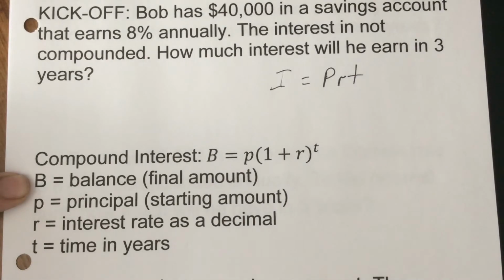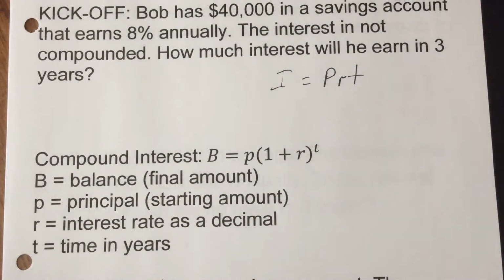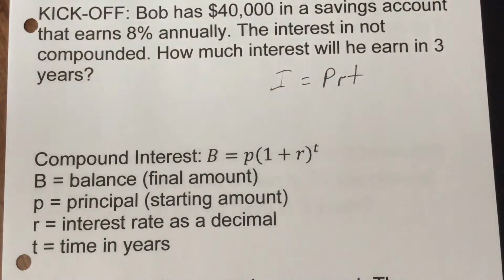B is going to be that final amount. Here we're not going to get just the interest. We're going to get the total amount when we're all done. P is your principal. Think of that as that starting amount. What are we starting with? What are we going to invest with? R is that interest rate still as a decimal. So if it's 30%, we move it twice and it's 0.3. T is still time in years.